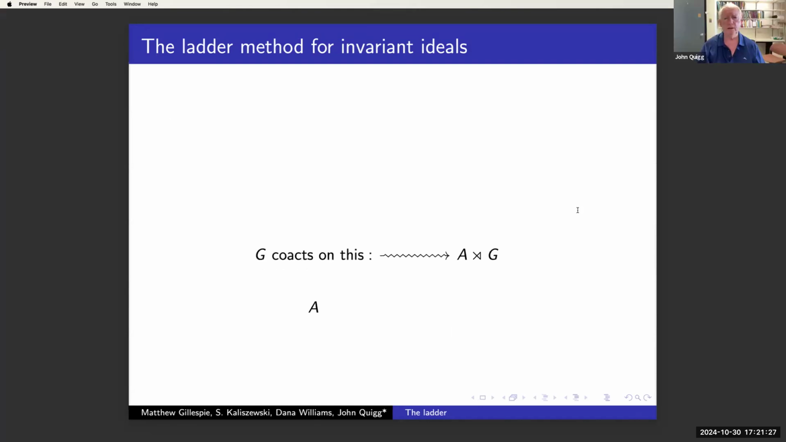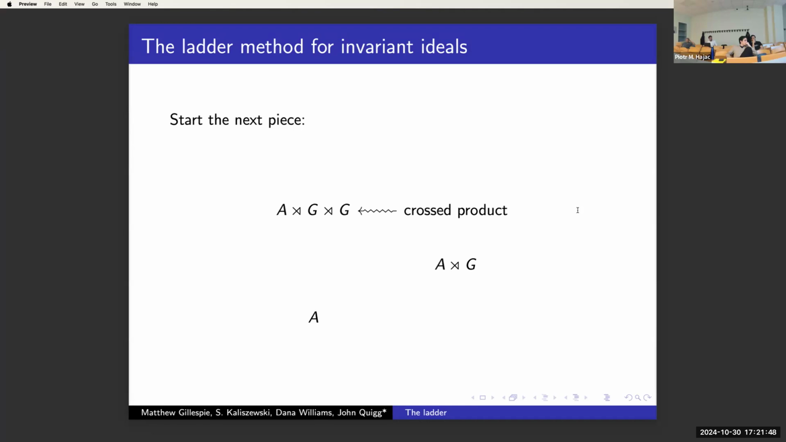And then by cross product duality, which I'll talk about more as we go along, there's a coaction of the group G on this cross product. If G is abelian, then it would be an action of the dual group on that cross product. But in the non-abelian case, it's a coaction. And then we can keep on going. The next piece will be the cross product of the C-star algebra A cross G by this coaction of G. So we get a double cross product there.